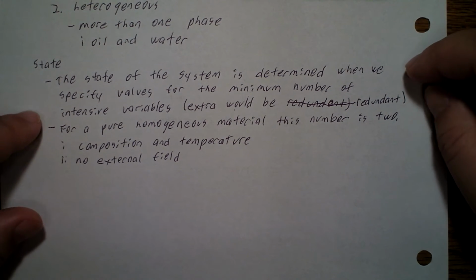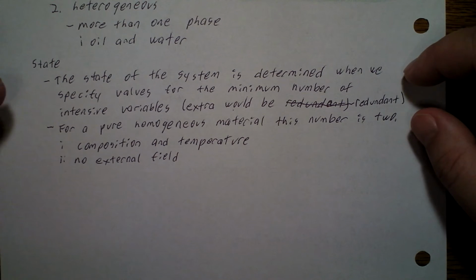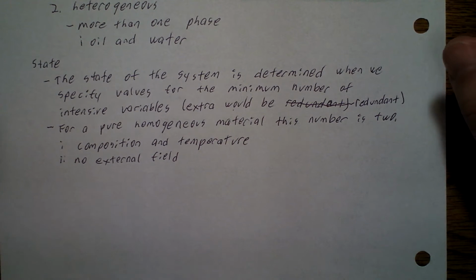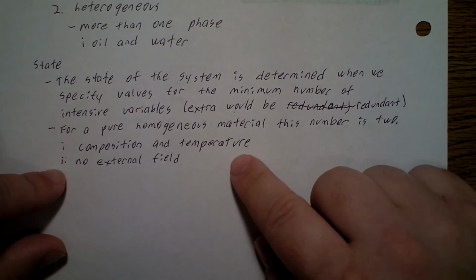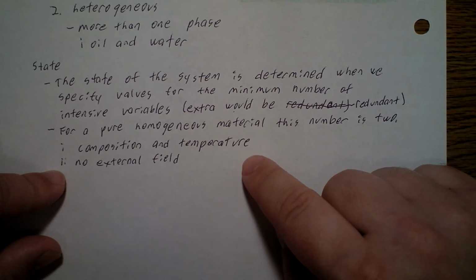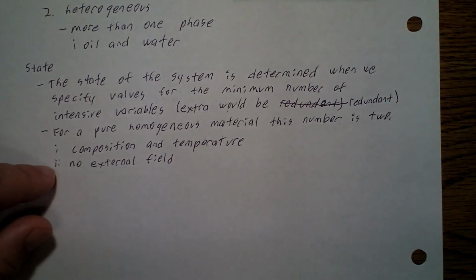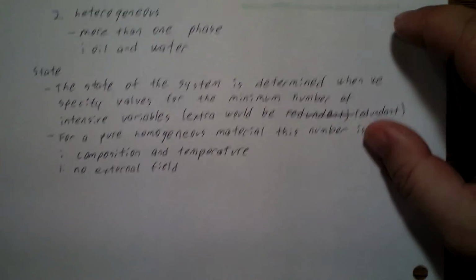Now, we haven't even defined really why that is or anything. We're going to be doing the calculations for that later on. This is sort of an introduction. But an example would be composition and temperature. And of course, we're assuming no external field. That's part of mechanical equilibrium. Okay, that's all for Chapter 1, Section 2.